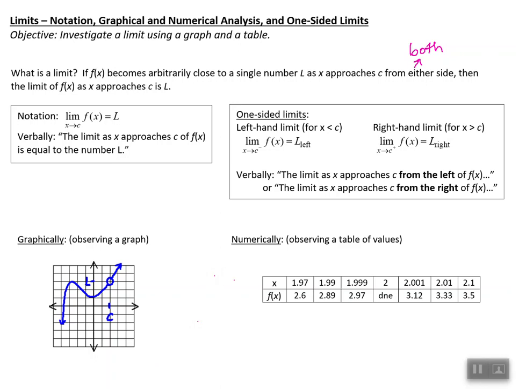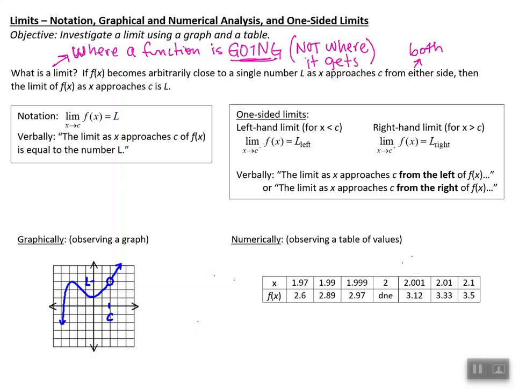In simpler terms, a limit is where a function is going, where it's headed, what is its path. It's where a function is going, not where it gets. It might never get somewhere. It's all about where the function is going. What is the function getting close to? Not what does it equal.